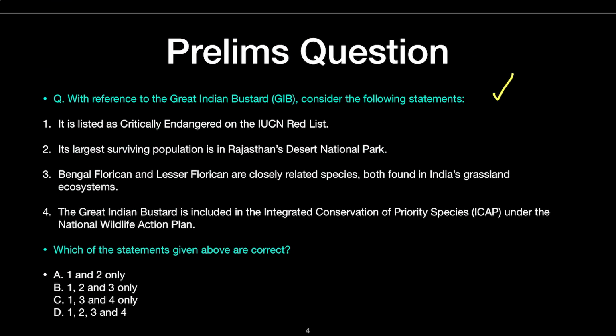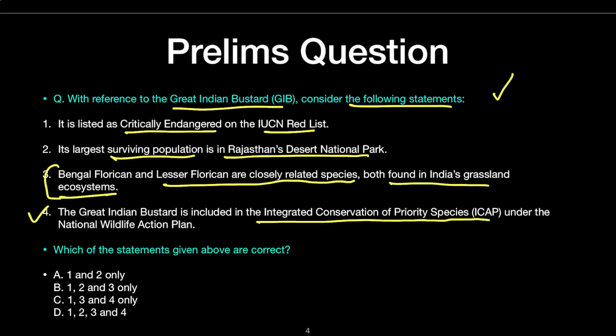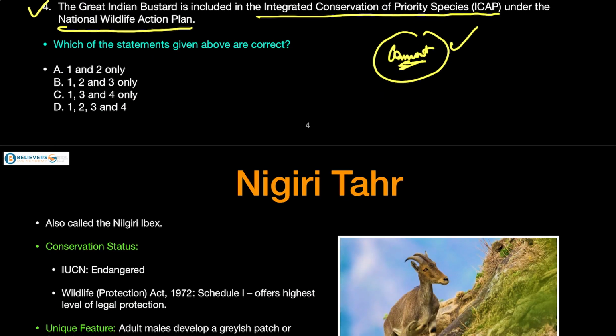Now, this is more than sufficient to understand. Let's solve one prelims question. With reference to the Great Indian Bustard, consider the following. It is critically endangered on the IUCN Red List. Its largest surviving population is in Rajasthan's Desert National Park. Bengal florican and lesser florican are closely related species, both found in India's grassland ecosystems. And fourth statement, the Great Indian Bustard is included in the Integrated Conservation of Priority Species, under the National Wildlife Action Plan. Use the comment section below and please drop down the answers.